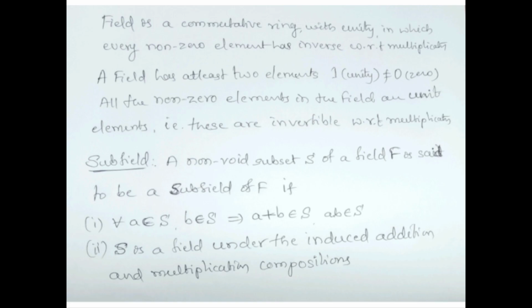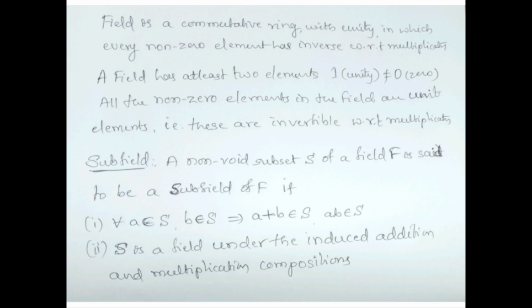Now we shall discuss field theory, that is the subject of unit 4. For this, we shall discuss the field, subfield, and what are the criteria for the subfield and all those things. So a field has at least two elements, 0 and 1. One is called the unity of the field F. So we shall talk about subfield.